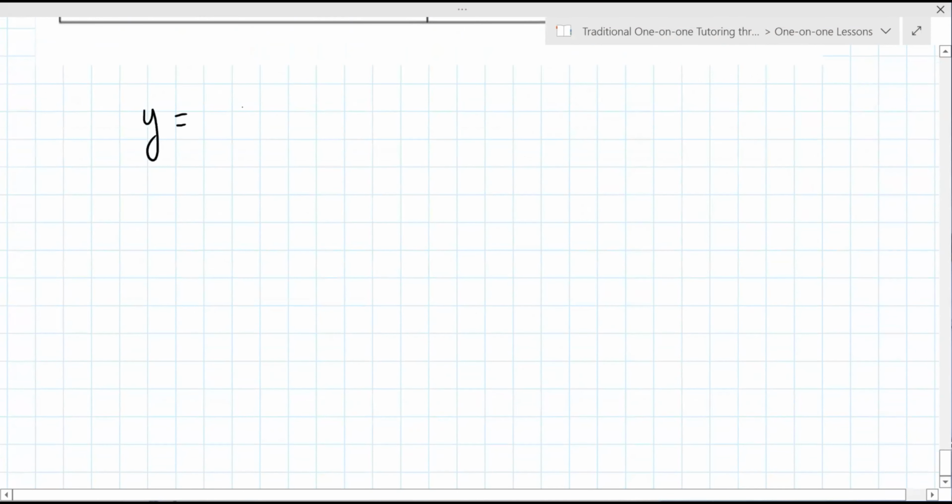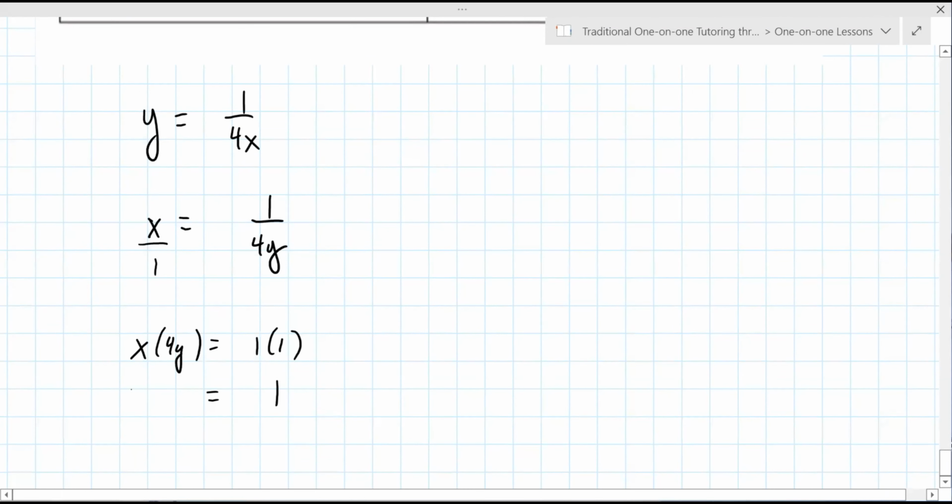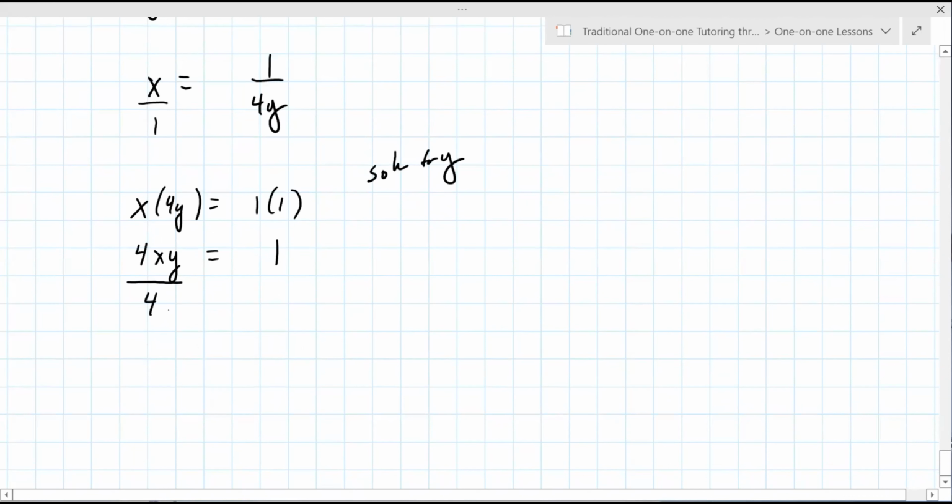So let's look at the one on the left here. y equals 1 over 4x. You're going to switch x and y: x equals 1 over 4y. To solve for y here, we're going to cross multiply. I think that's probably the best strategy for you. So it's x times 4y equals 1 times 1, which is just 1. On the left you've got this 4xy, and remember, we're solving for y. So you want to undo that 4x, you divide both sides by 4x. And wouldn't you know it, that's exactly the same as what you started with.